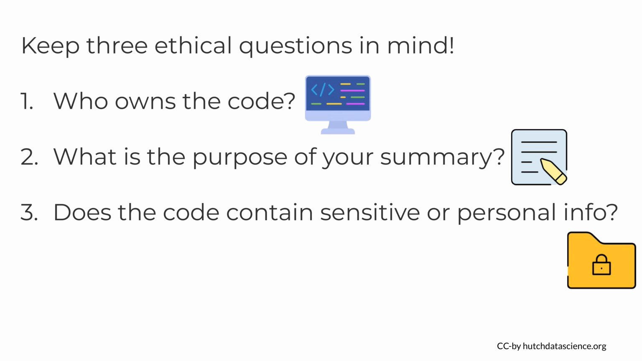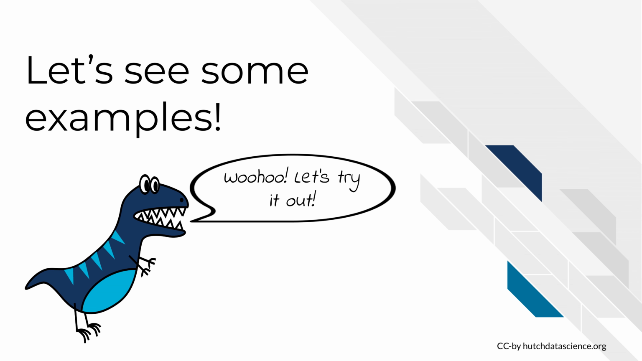Third, does the code contain any sensitive or personal information? If the code contains any sensitive or personal information, you should take special care to protect that information. In the next section, we'll take a look at some examples of using AI to understand unfamiliar code.